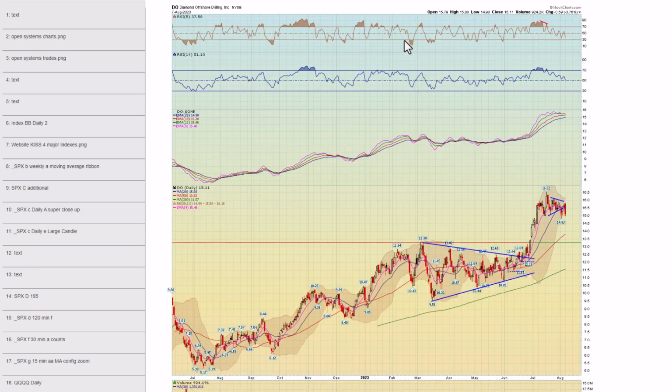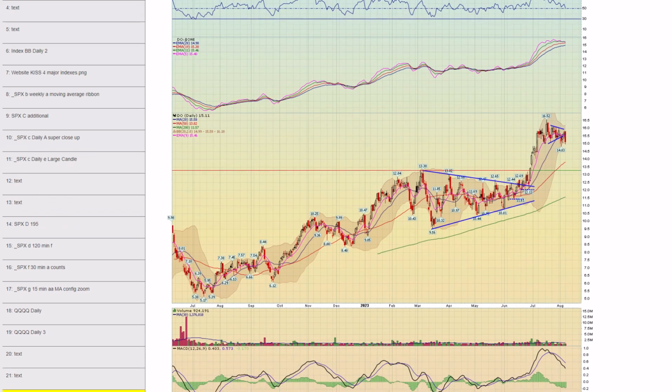Next. Chart 77, DO, Diamond Offshore. You know this was a hell of a long for us back in June. It formed a coil last week, which broke down. Big sell-off today. Honestly, I wouldn't be surprised if this tests its 50-day moving average down here below.